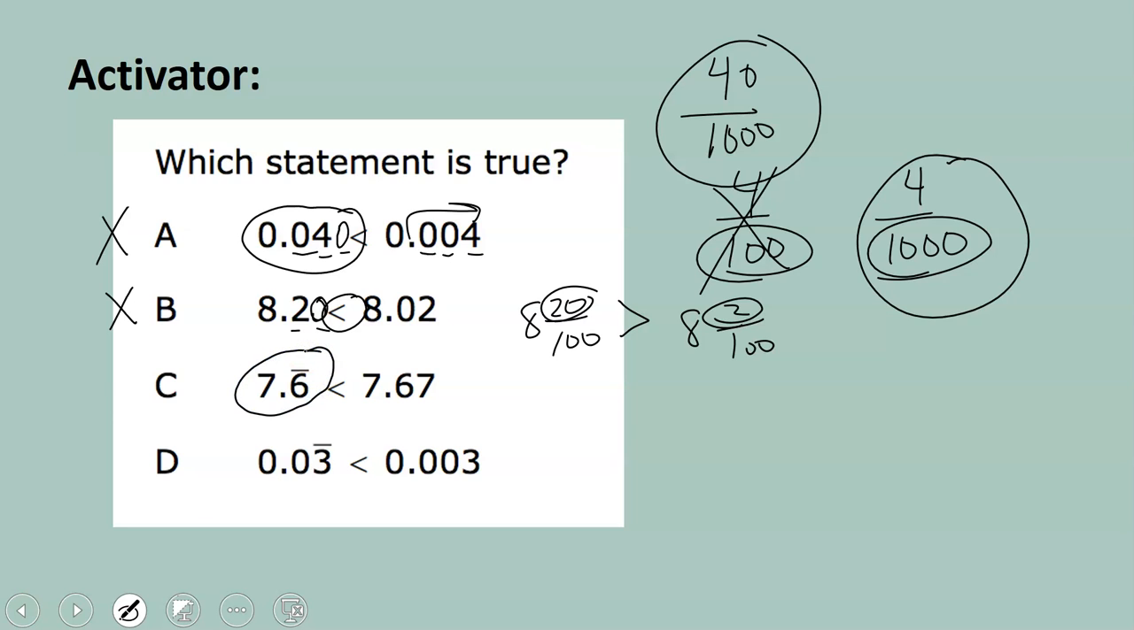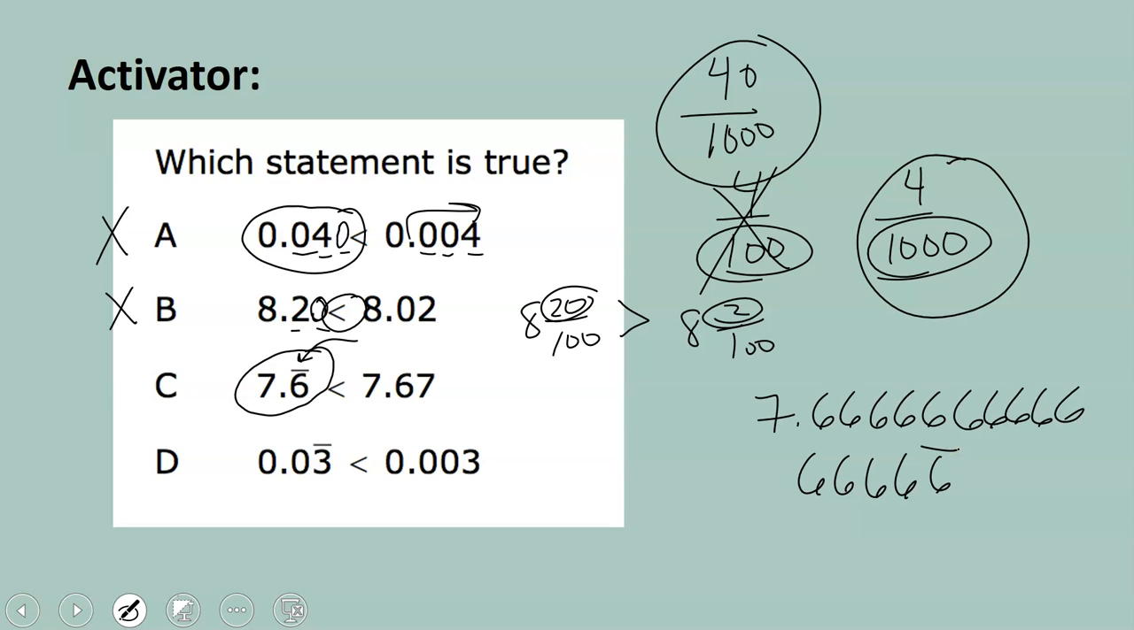7.6, and then we have this line over the 6. Well, that means that the 6 continues forever. So 7.6 with the line over it is really equal to this. Now, I can't write 6 forever, and that is why you're going to need the bar. The bar shows that it repeats. That whatever's underneath the bar repeats forever. So the 6 is what repeats forever.